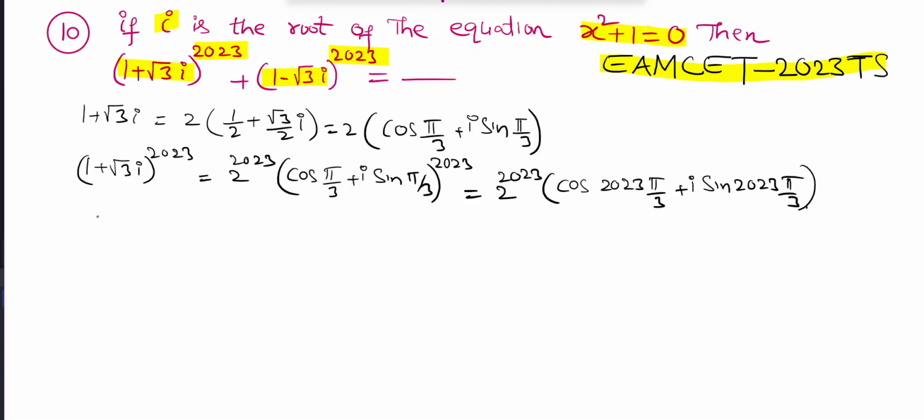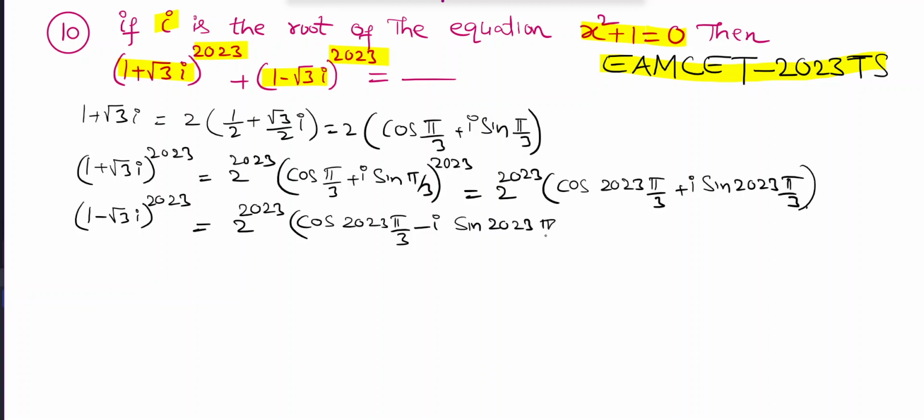Similarly, write down the value of (1 minus root 3i) whole to the power of 2023, which is equal to 2 to the power of 2023 into cos 2023 pi by 3 minus i sin 2023 pi by 3.